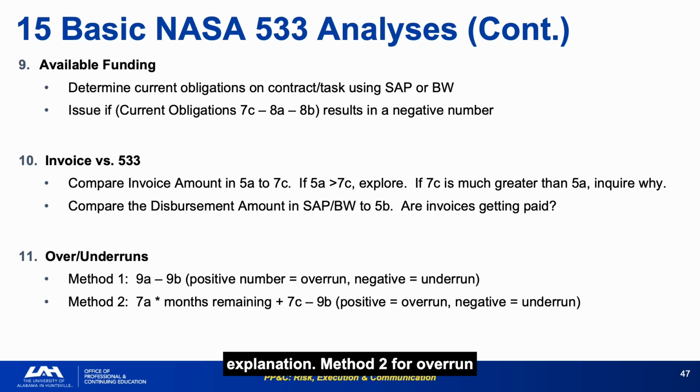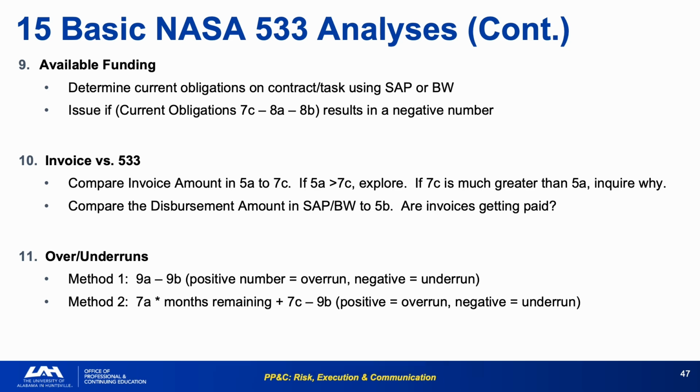Method 2 for overrun determination: multiplying current monthly actuals by months remaining and adding to the cumulative to compare against the contract value is a quick but powerful forward-looking EAC estimate that requires no additional data. Run both overrun determination methods every quarter. They will not always agree, and the difference between them is itself an analytical data point.